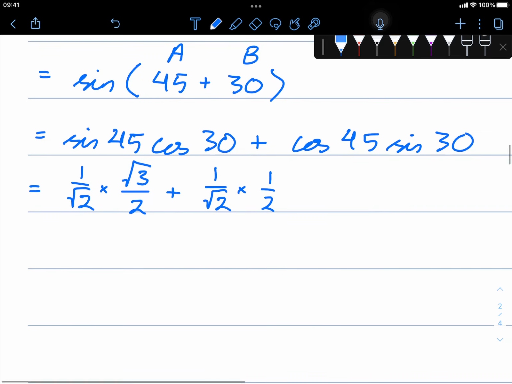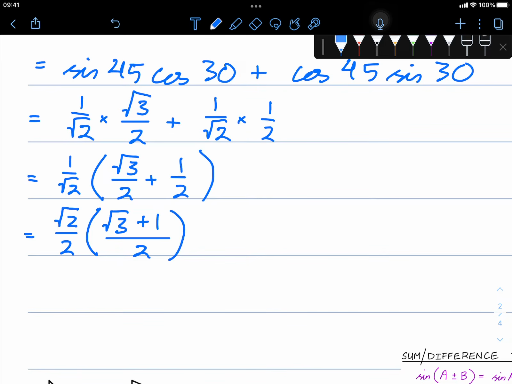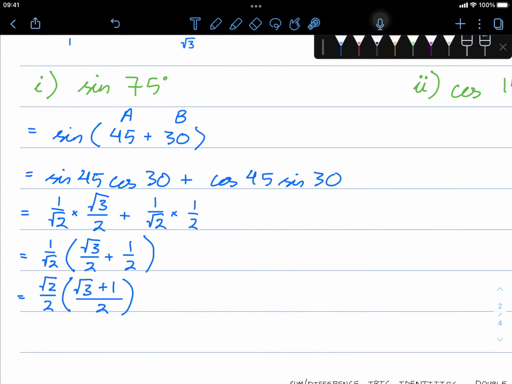Now this is just a matter of algebra, but I'll show you little shortcuts to make this a little bit simpler for you. I'm going to factor out 1 over root 2. I'm going to rationalize this denominator. That just becomes root 2 on 2, and I'm going to combine this fraction, so root 3 plus 1 on 2, and that there is the expression of sine 75. So sine 75 is this expression here in exact form.